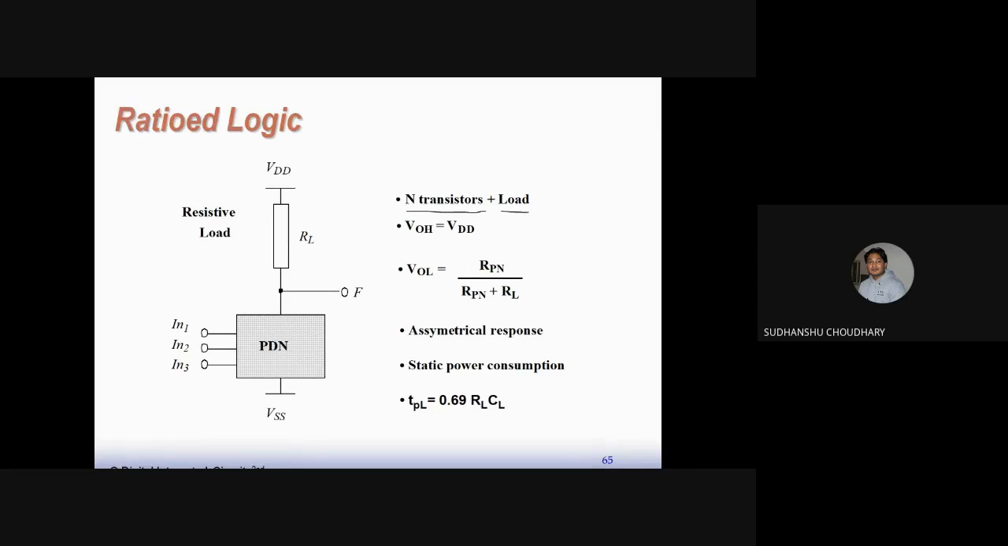The load could be a PMOS, or maybe even a passive element like a resistor. VOH is equal to VDD here, but VOL is not exactly zero. In this network, it depends upon the load resistance, obviously, and the resistance of the pull-down network. So the VTC obviously will have an asymmetrical response here. It is not very robust, and there is also static power consumption since you have a direct path between VDD and ground. And the low to high propagation delay can again be given by using the same relation for calculating the delay of a lumped network, that is 0.69 RLCL. By this you can calculate the low to high time, TPLH.